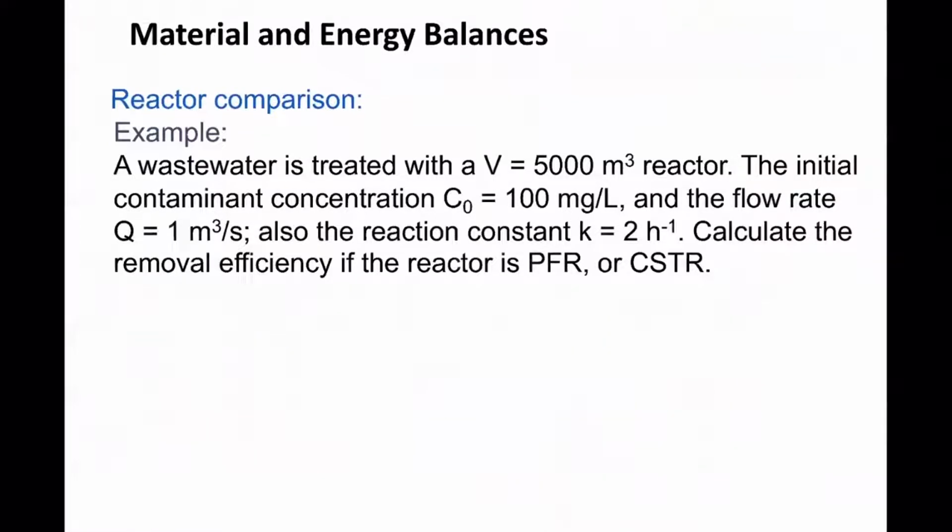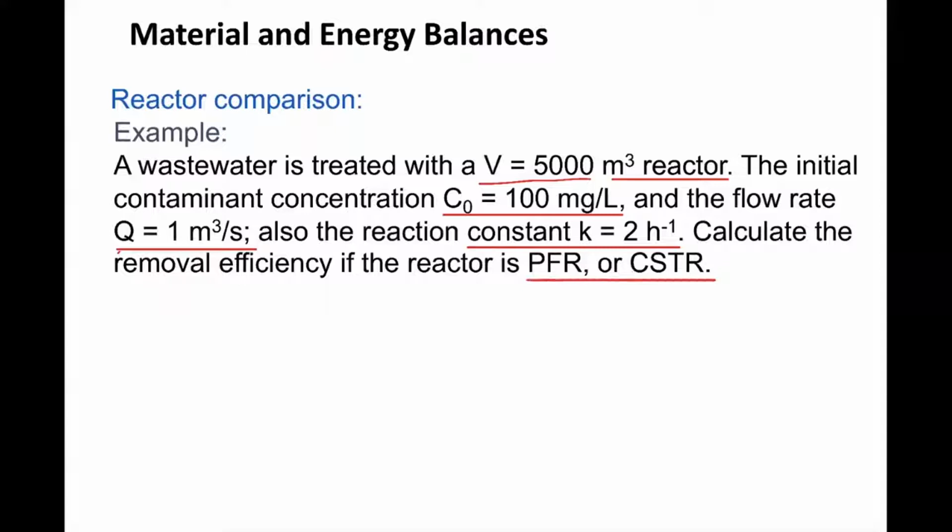So for this problem, it assumes that wastewater is being treated with a reactor that has a volume of 5,000 meters cubed, okay? So the initial concentration C0 or C in is 100 milligram per liter, and the flow rate is 1 meter cubed per second. Also the reaction rate constant is K equal to 2 per hour. So it wants us to calculate the removal efficiency of the reactor, if it's a PFR or a CSTR.